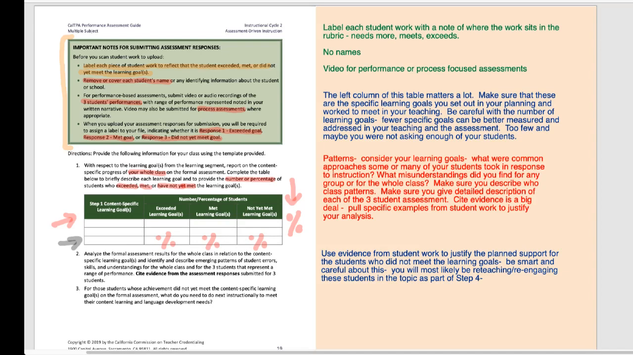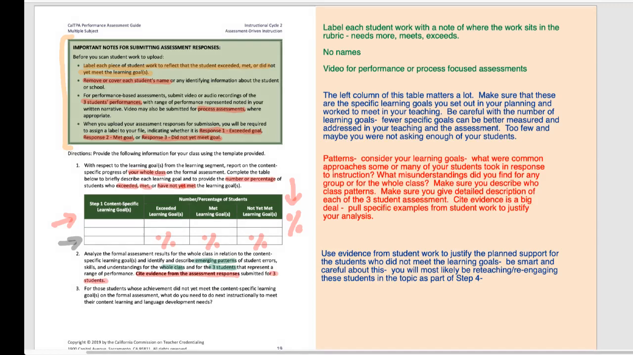Analyze the formal assessment results for the whole class in relation to the content and identify and describe emerging patterns. All right? Of the student errors, skills, and understandings for the whole class and for the 3 students that represent a range of performance. Cite evidence, and I'm going to highlight this one in red because this is the most important piece. Cite evidence from the assessment responses submitted for the 3 students.